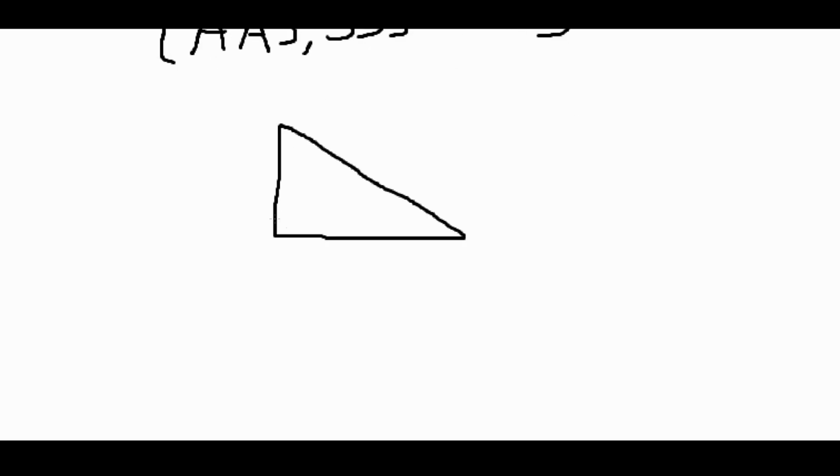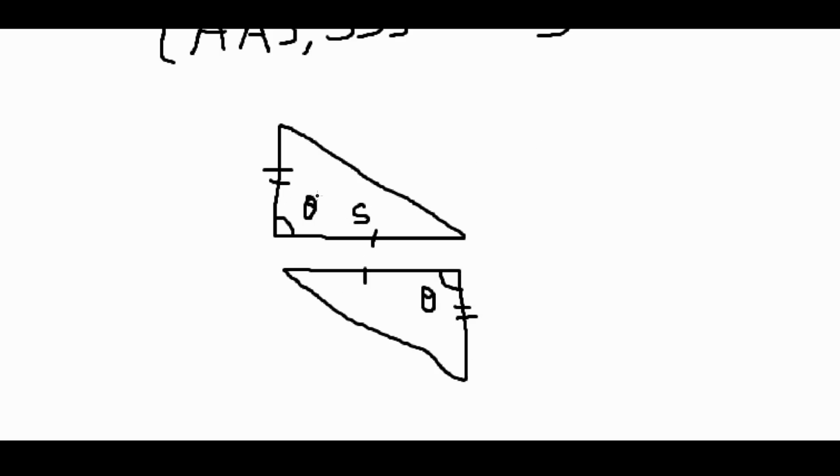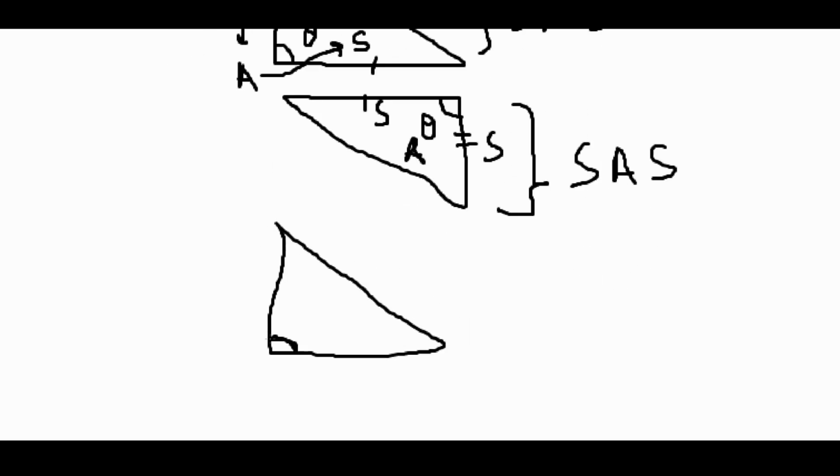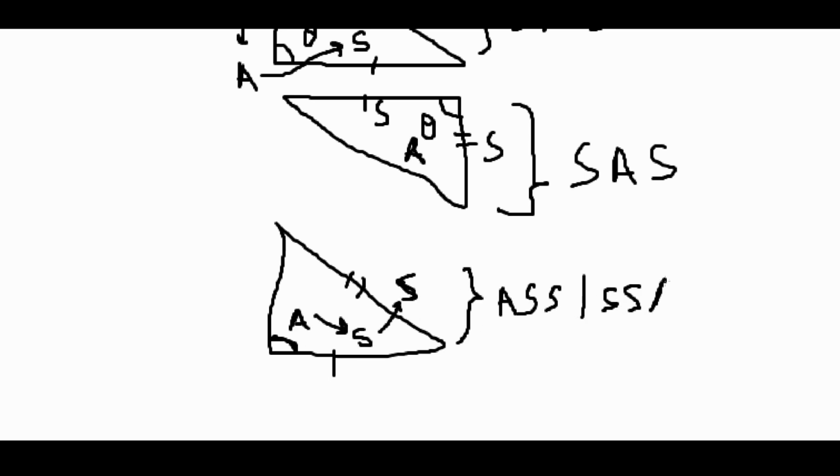Well, take these two triangles. These two have two sides and one angle in between them equal. So you read it as SAS. The same for this triangle, SAS. While if you take this triangle which has two adjacent sides and one angle, you read it as ASS, or in reverse SSA. We're going to be proving this.